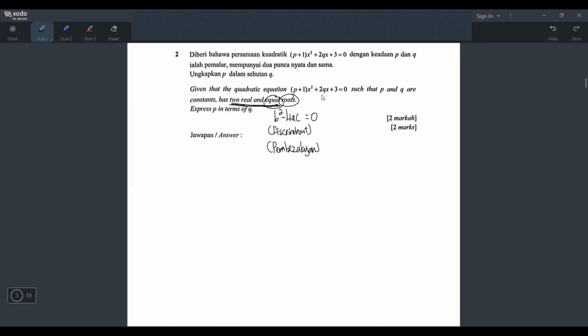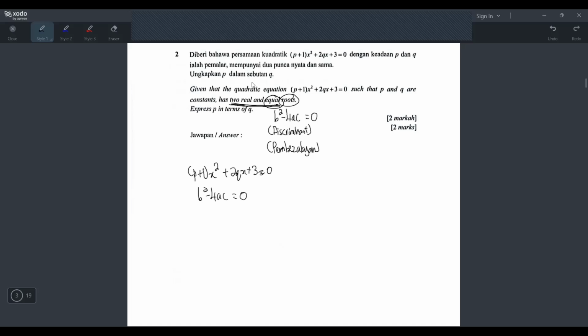Okay, they say express p in terms of q. So what do you have to do now? Make sure your equation is in general form first. Is this general form? p plus 1 x squared plus 2qx plus 3 equals 0. Yeah, this is general form because x squared, x, and then a number, equals 0. So now you can do b squared minus 4ac equals 0 because they say two real and equal roots.